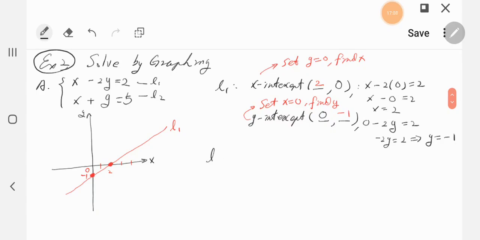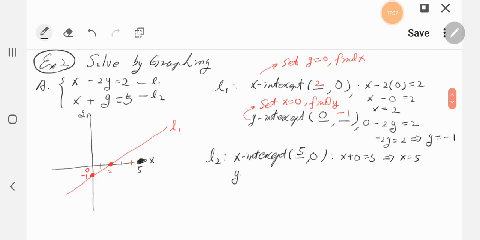Line 2. Also, let's find the x-intercept first. Set the y value equal to 0. From the second equation, x plus 0 is equal to 5. This means x equals 5. So we found 5, right? So x is 5, y equals 0. This is 5, y equals 0.